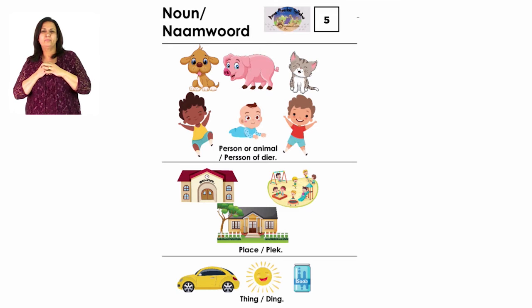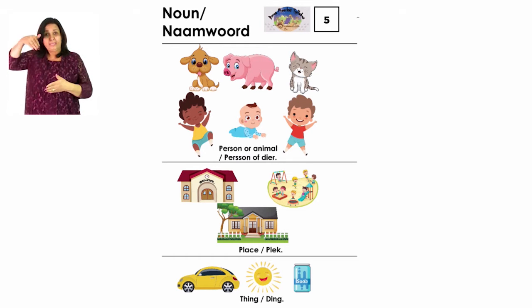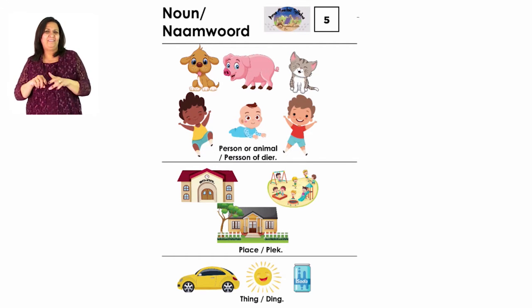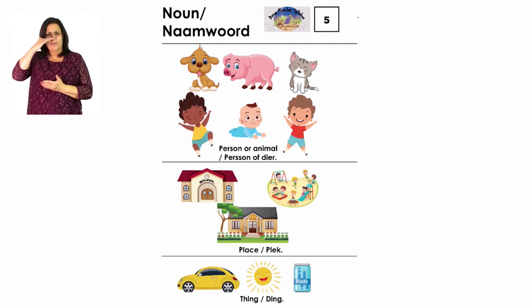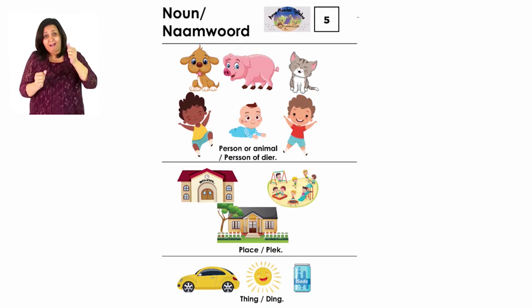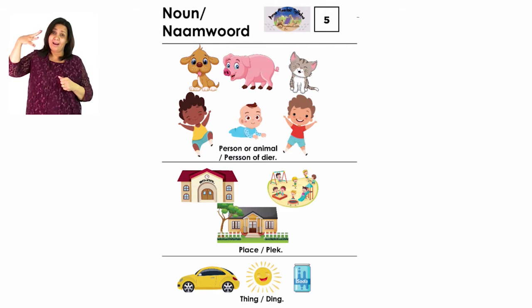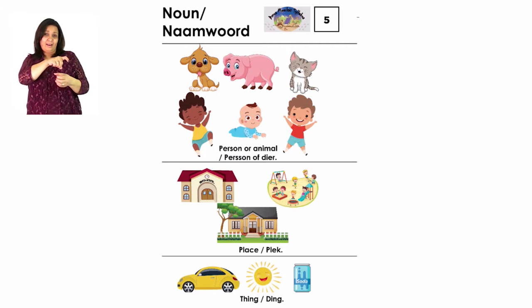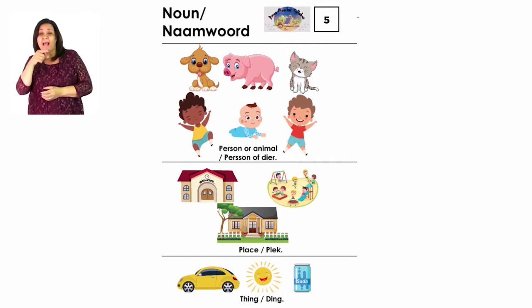Think of the swing, the seesaw, the slide, the trampoline, the sand pit. All those are names of things. Good. Well done. Let's move to the next picture just below, towards the end of the page. What do we see? I can see a car, sun, and can. All those are names of things.